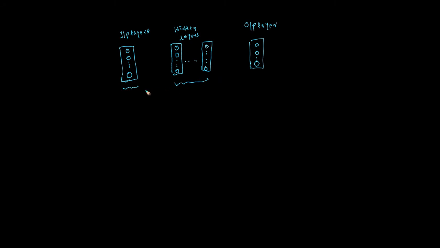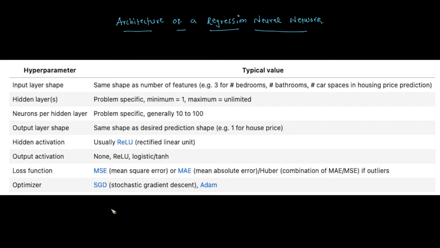So let's see these things in our housing price prediction problem. In this problem, we have three features, right? Number of bedrooms, number of bathrooms, and number of car parkings. So there are three features here. That's why the number of neurons in the input layer is three. The number of neurons is called shape, right? So input layer shape is equal to the number of features, right?